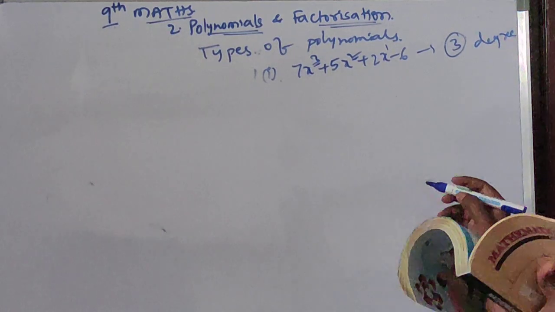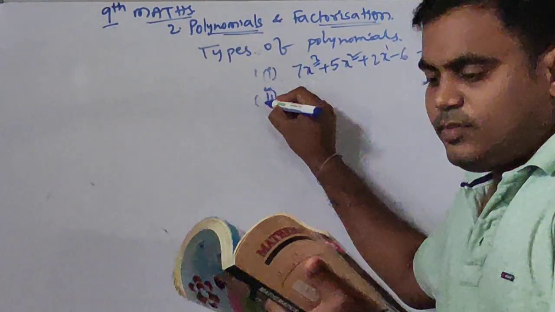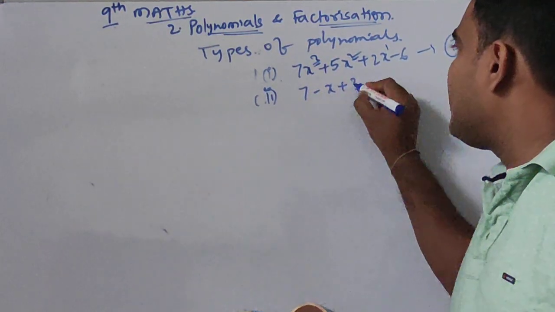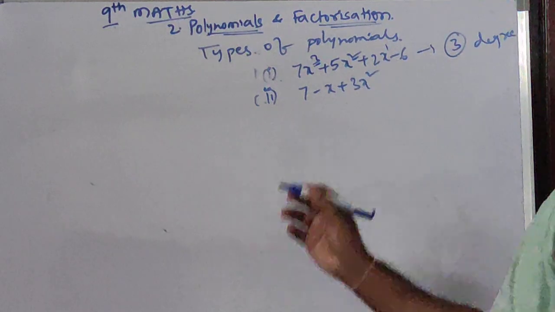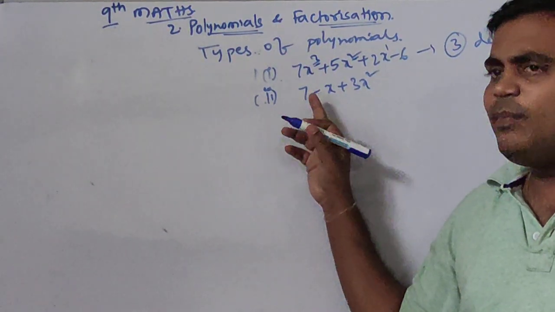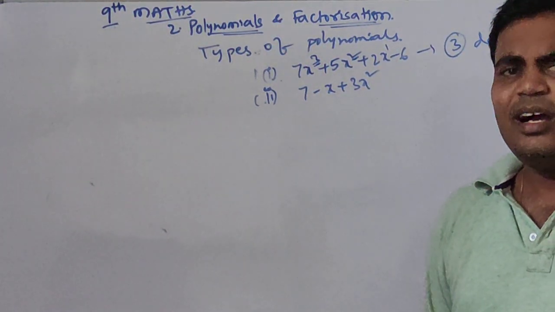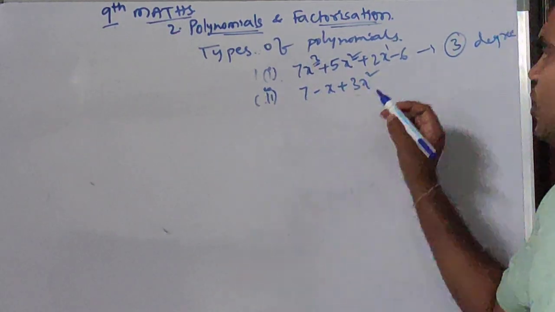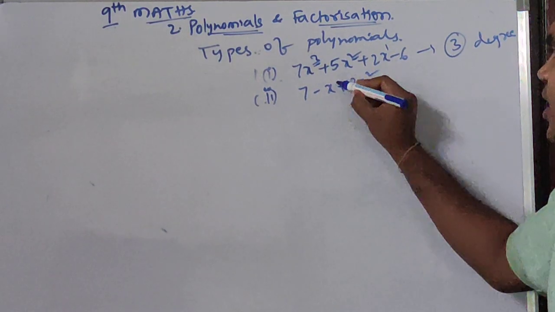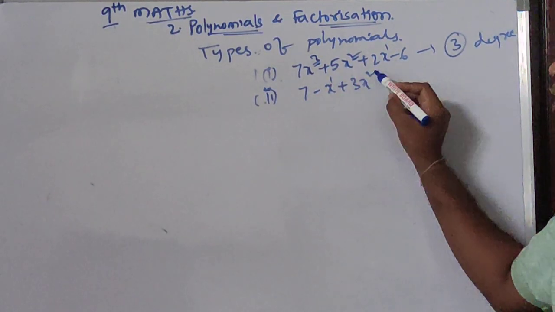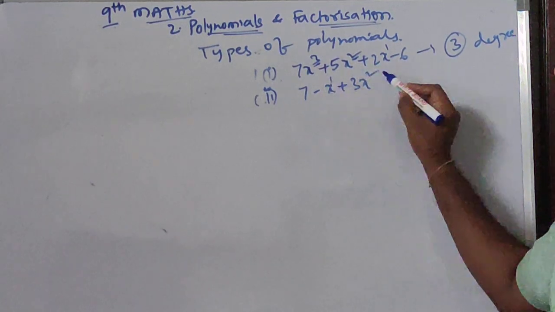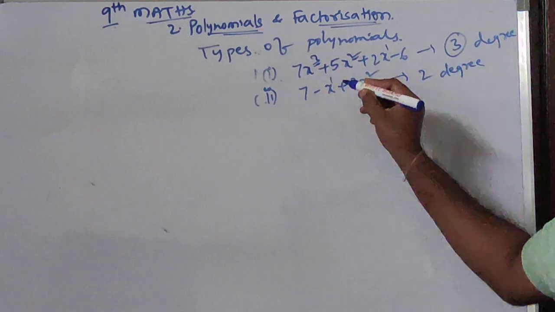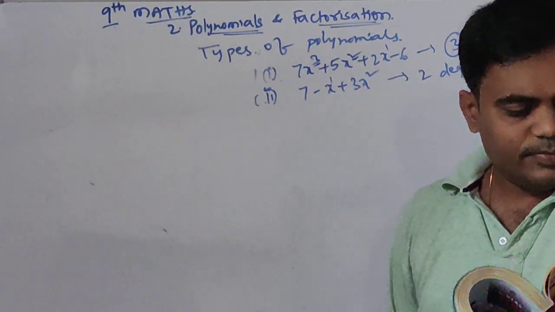Next, second one. 7 minus x plus 3x square. Now you observe here. Here also the variable is x. In this variable x, we should take the powers of x. So here the powers of x are x square and x power 1. 1 and 2 are the powers of x. In this 1 and 2, 2 is the bigger value. So 2 is the degree of this polynomial.